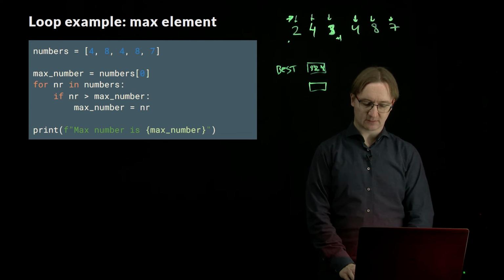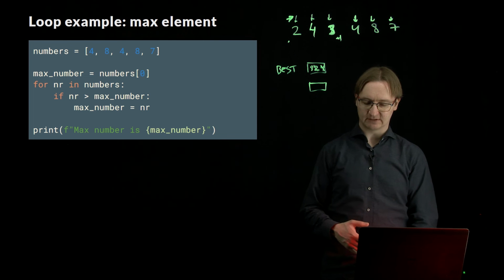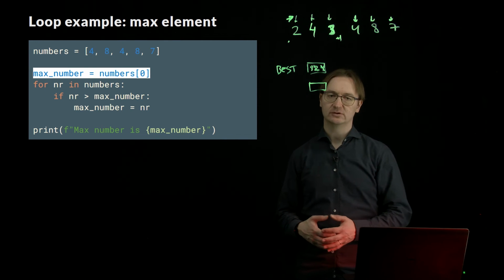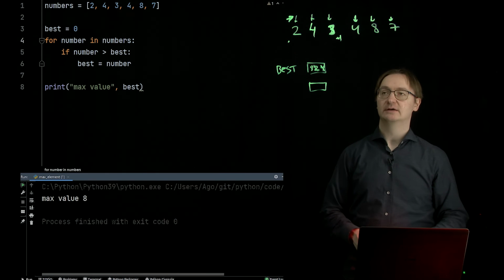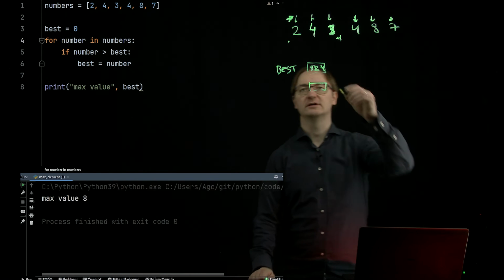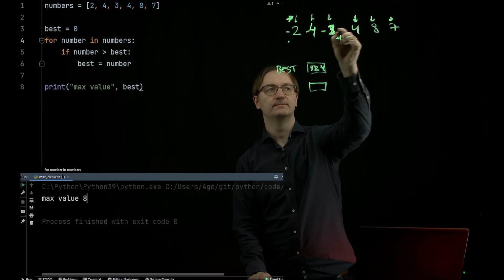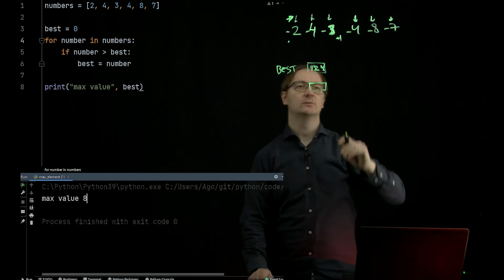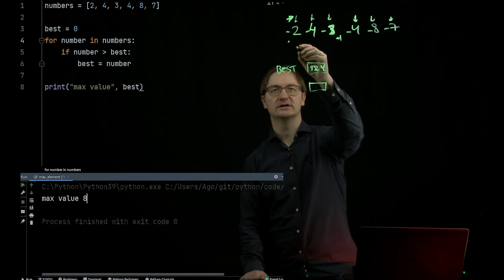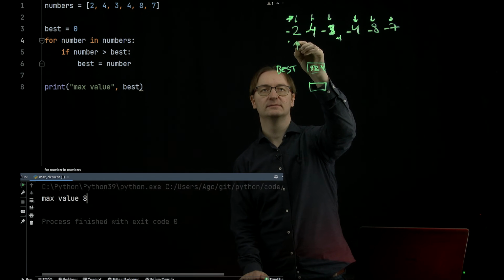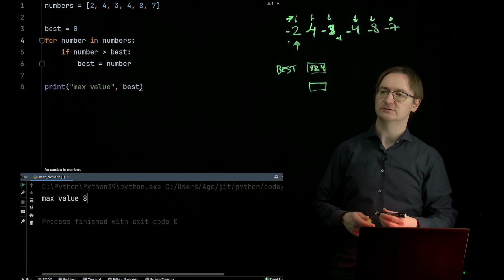If we see the code here, it's basically the same, but one difference is here, that I don't use 0 for max number. Why is that so? So let's say if all the numbers are negative, then what is the best value, or what is the maximum value? So the maximum value is actually this one here. This is the highest or closest to 0.